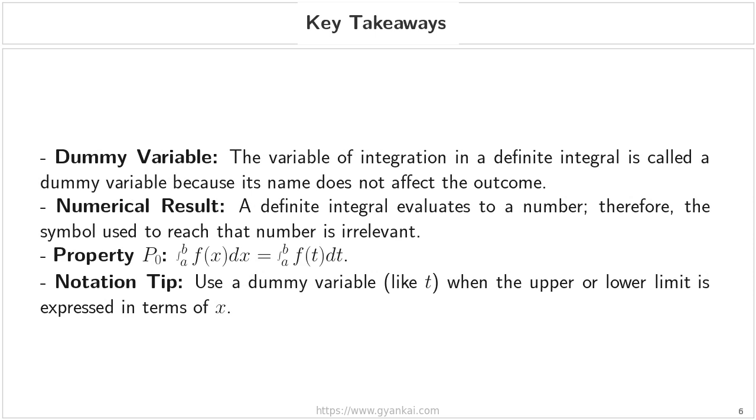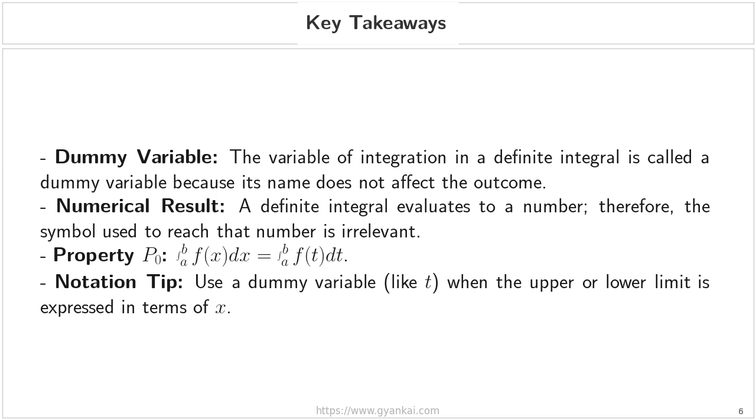Finally, a notation tip. This is a practical piece of advice. If your upper or lower limit of integration is expressed in terms of x, meaning it contains x, it's best practice to use a different variable, like t or u, as your dummy variable inside the integral. This avoids any potential confusion. We touched on this in the common mistakes slide, where we saw that writing something like integral from a to x of f of x with respect to x can be ambiguous. Using a dummy variable like t keeps things clear and mathematically sound.